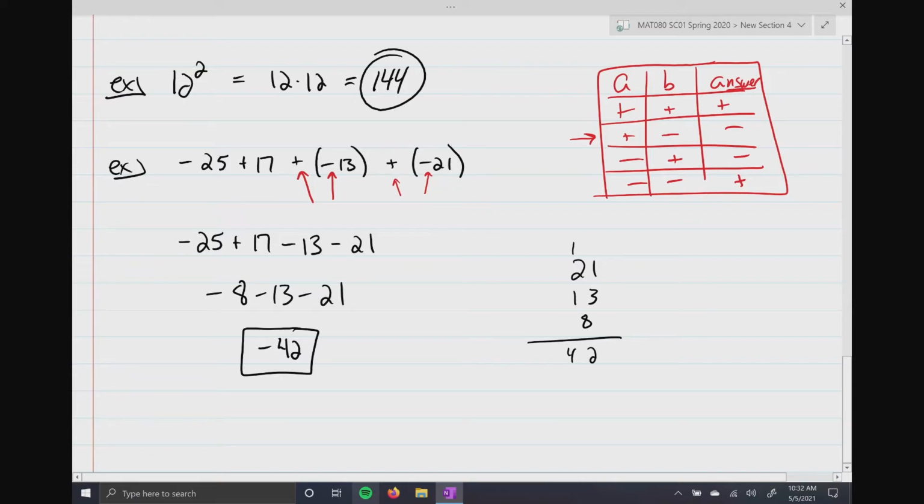Are we all on the same page so far? All right.